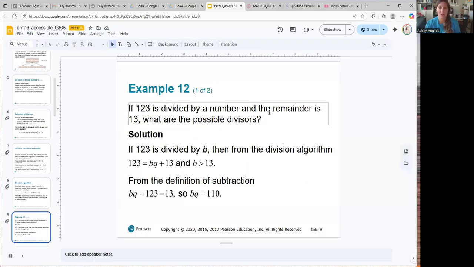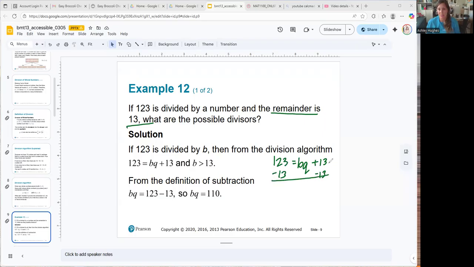If 123 is divided by a number and the remainder is 13, what are the possible divisors? If 123 is divided by B, well, from the division algorithm, 123 equals B times Q plus 13. So from the definition of subtraction, I can rearrange this, right? Because it says the remainder is 13, I can subtract 13, and then that means that B times Q must equal 110.